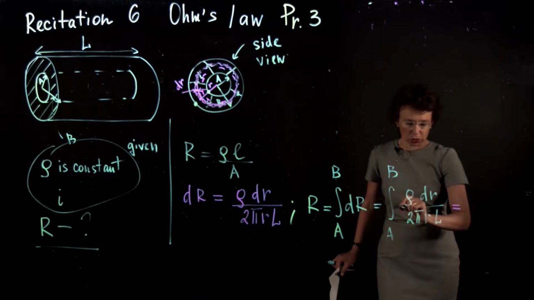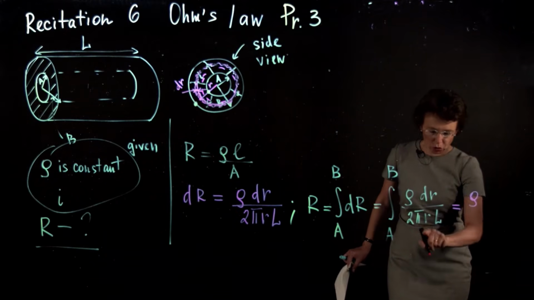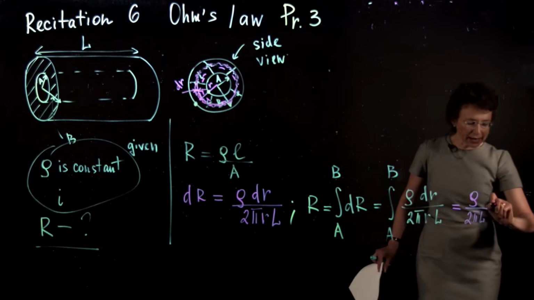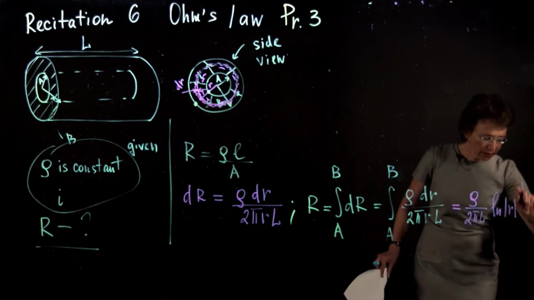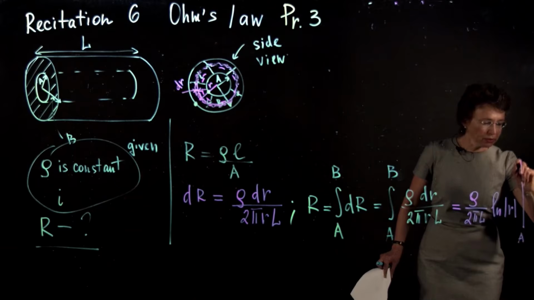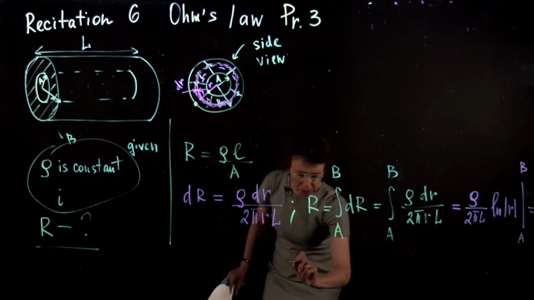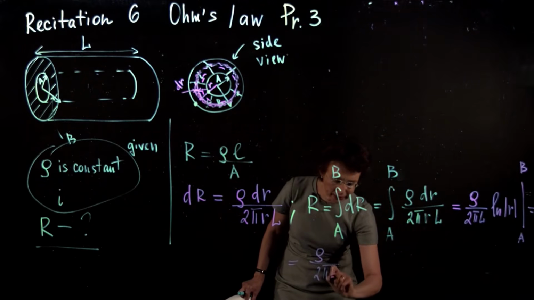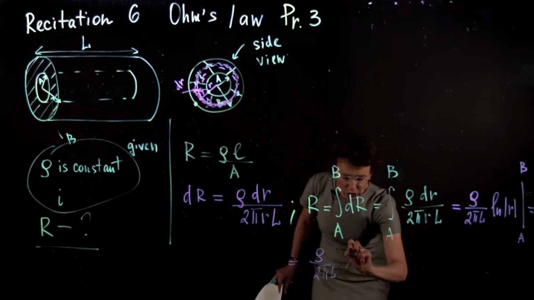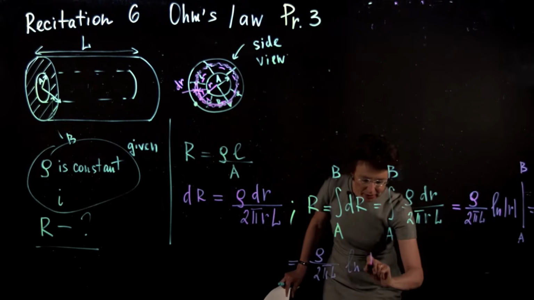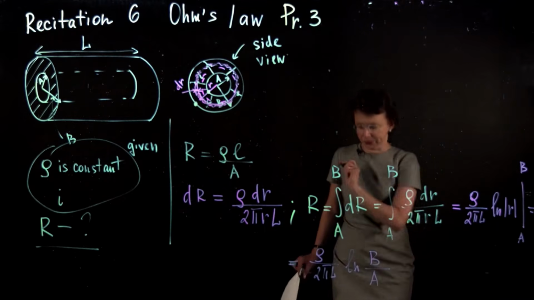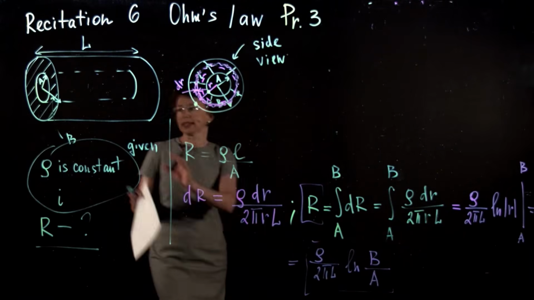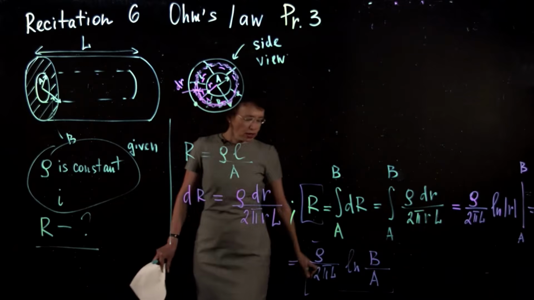It is equal to, rho is constant, 2 pi L constants, dr over r is a logarithmic function, and the limits are from A to B. So we plug in the limits and we get rho over 2 pi L, then the logarithmic function ln B over A, and this is the resistance of this cylindrical shell when current flows in the radial direction.